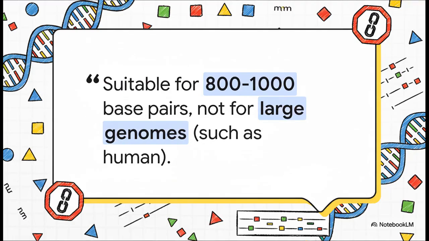This really puts it all into perspective. If you need to read one specific 900-letter paragraph with perfect accuracy, Sanger is absolutely the tool for the job. But trying to read the entire 3 billion-letter human genome this way, it would be impossibly slow and wildly expensive.